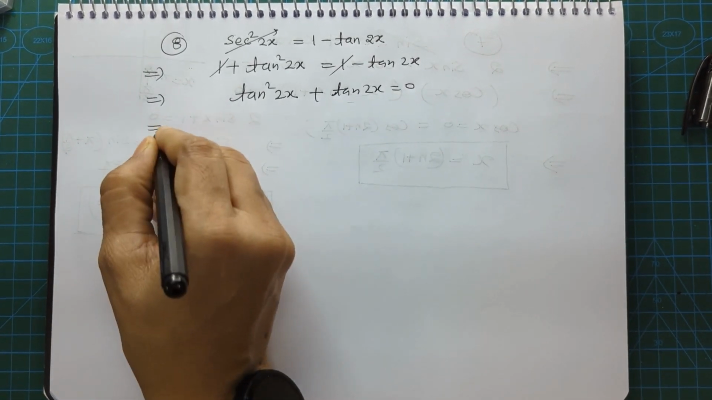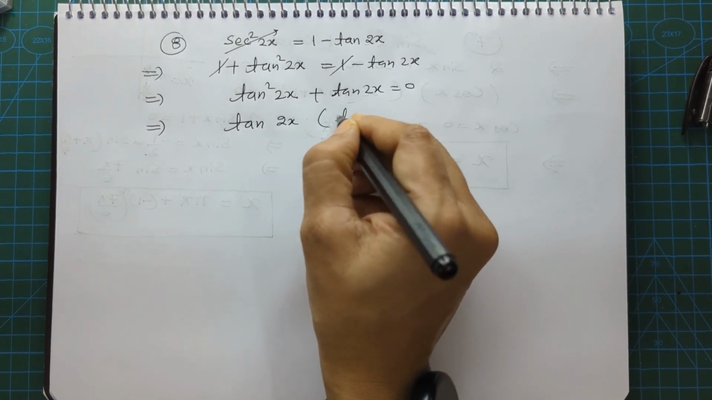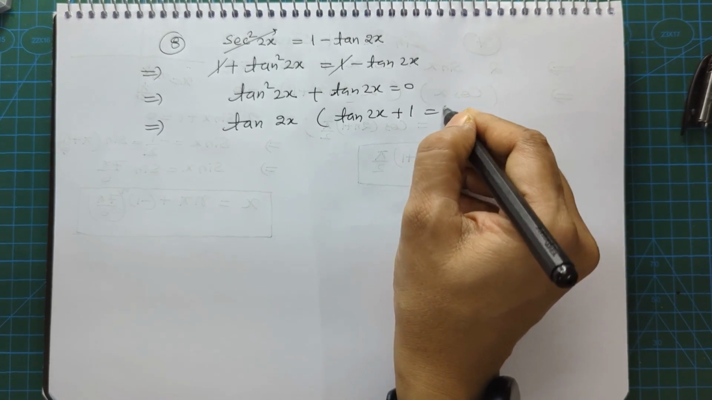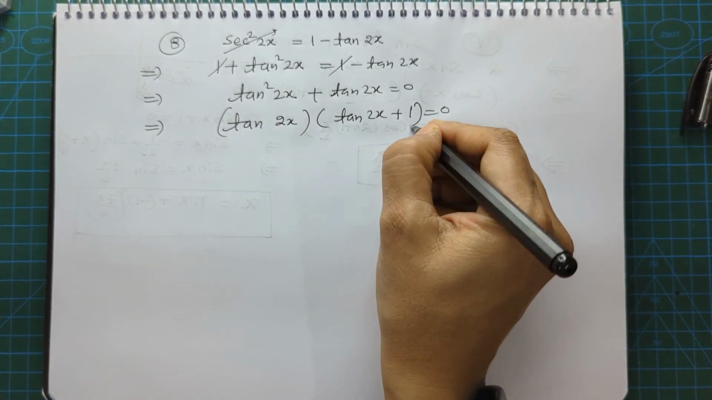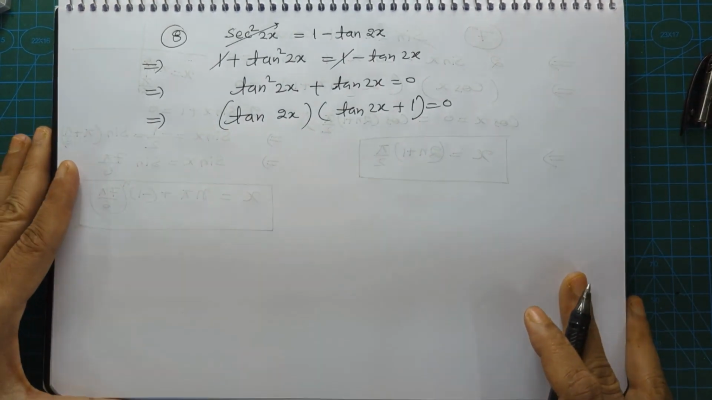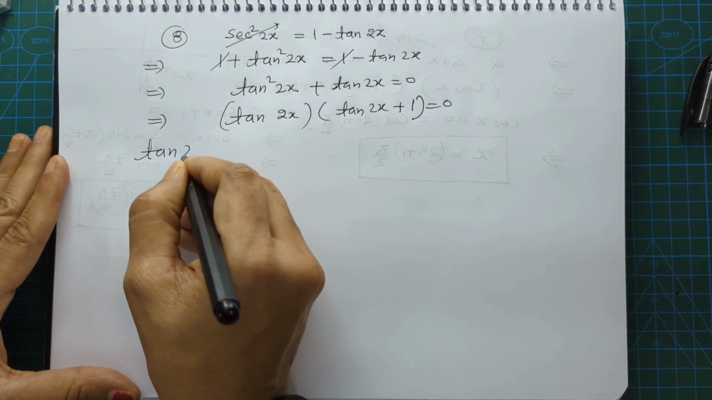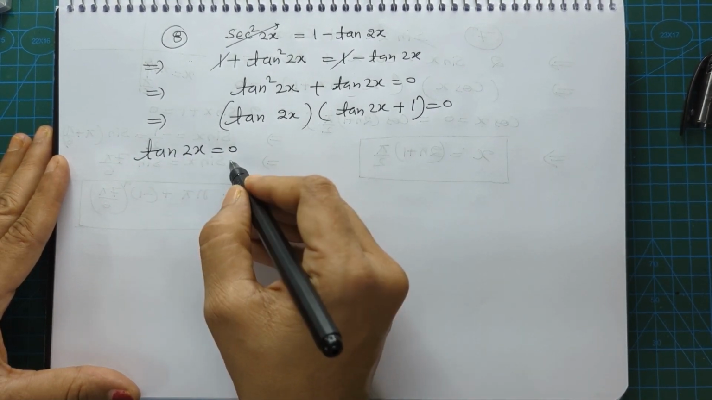Take the highest common factor. The highest common factor is tan 2x. What goes in the bracket is another tan 2x plus 1, since this is already out, equal to 0. Now either this is 0 or this is 0. To find the solution, we have to equate each factor to 0. So when tan 2x is 0, we have to think about tan of which angle is 0.